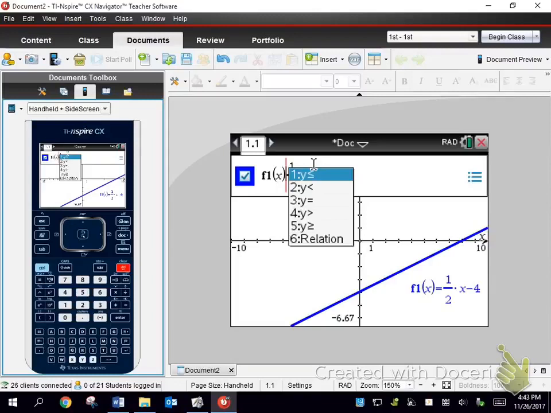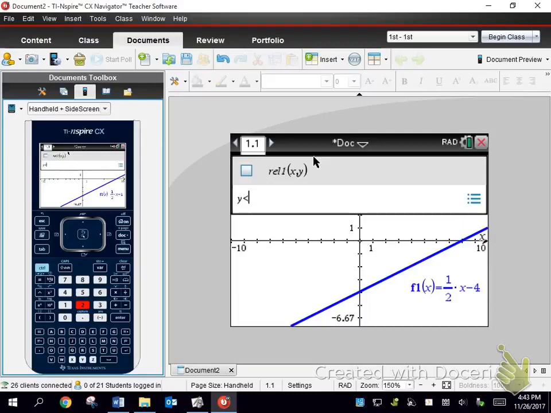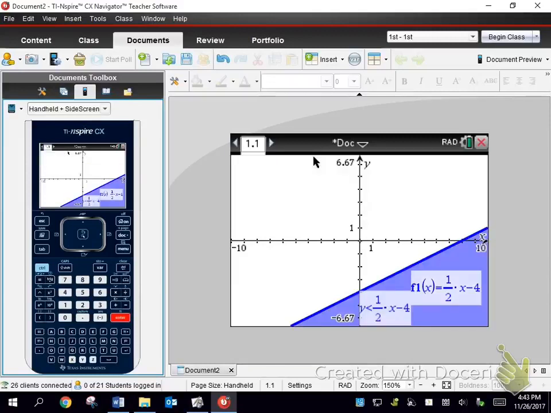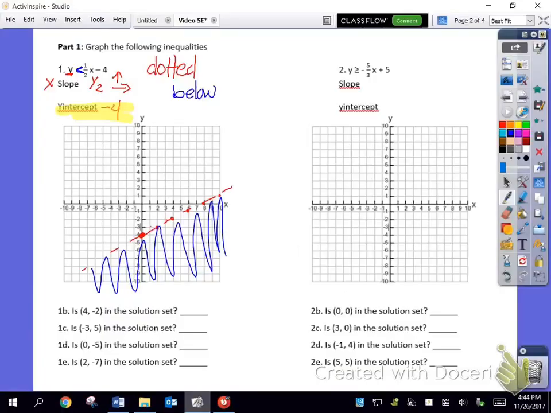I want the less than, which was number 2. So just hit number 2. Less than, I'm going to put my 1/2 in, 1 divided by 2x -4, and then enter. Now, it's shaded. So you have to have that less than or equal to, and then you plug it in and you graph it. So that looks like my line. Okay, now I want to see if it's in the solution.